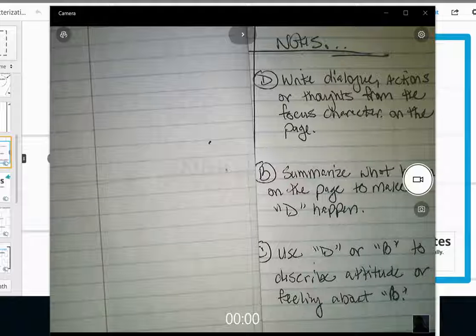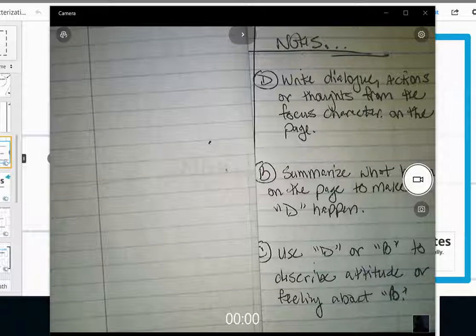So here are notes and a model for our LL2 task. Looking at characterization, particularly with values, how do we identify text evidence to help us think about what characters value in a story? You kind of see a little bit on the notes now. I'm going to talk through these as I work through a specific page in The Giver, which is what we're reading now.